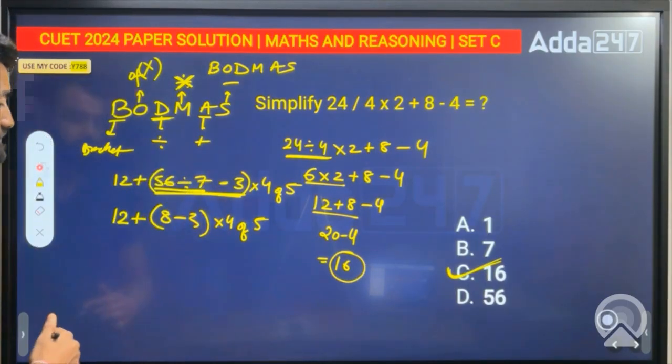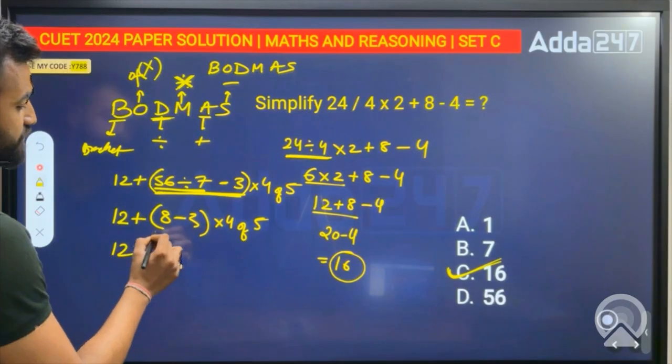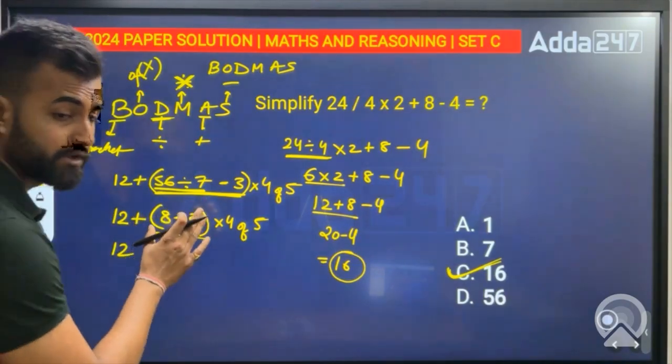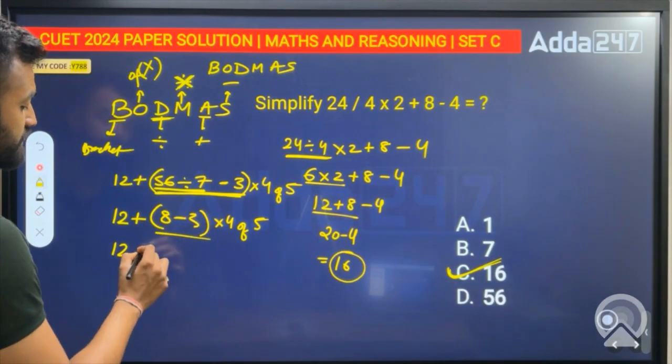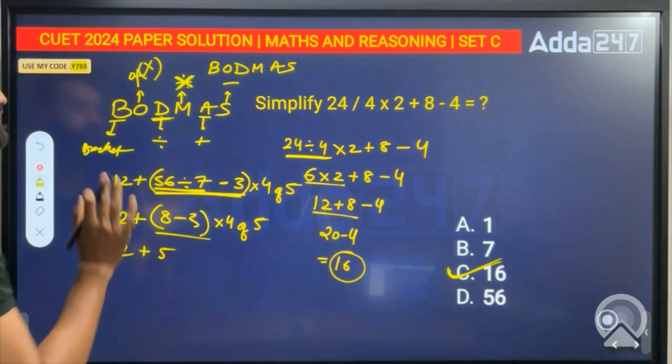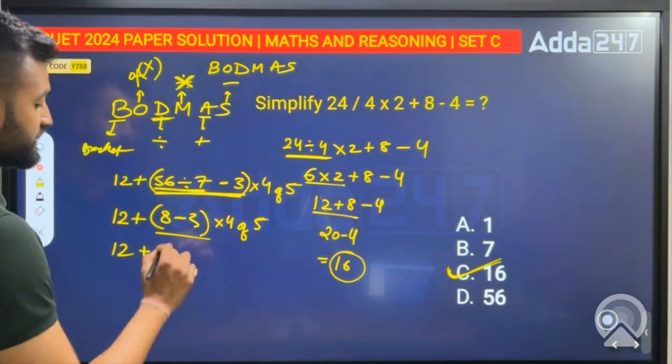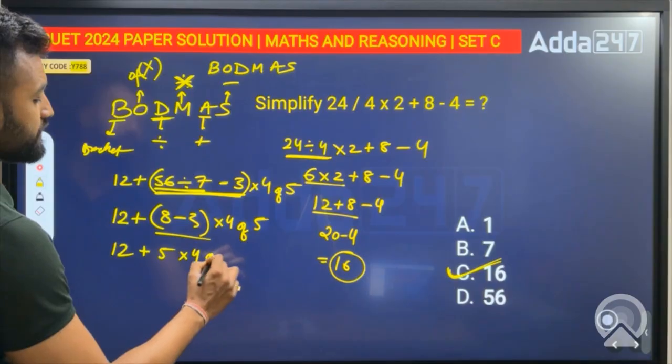Next part. Again, sir, I have to solve this part, right? Because bracket is not yet over. So, inside bracket, we have 8 minus of 3. 8 minus 3 would be 5. So, that plus 5. Now, you can remove the bracket because I have solved it entirely. Into 4 of 5.